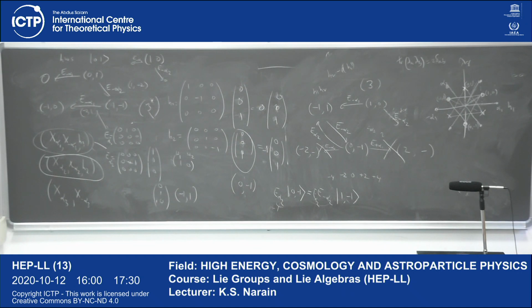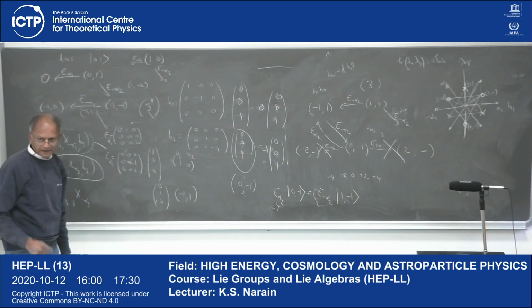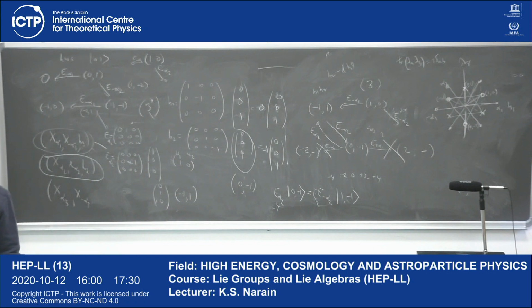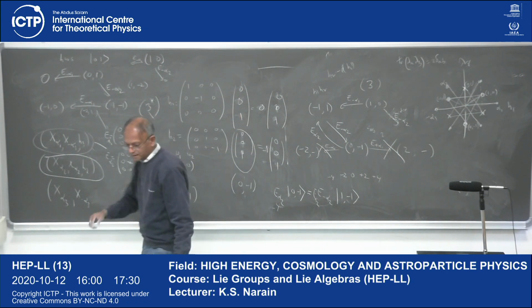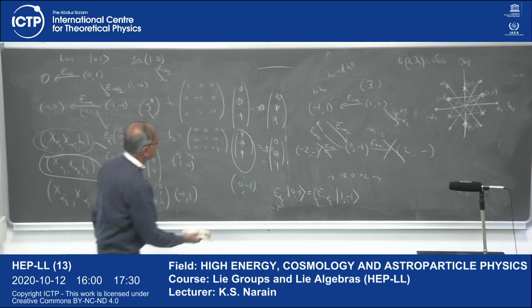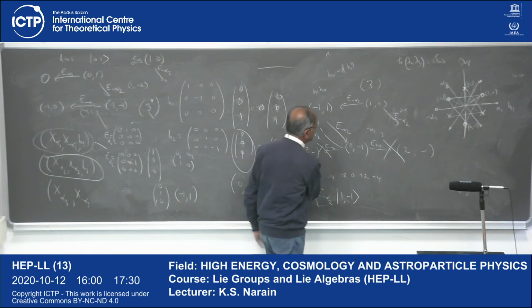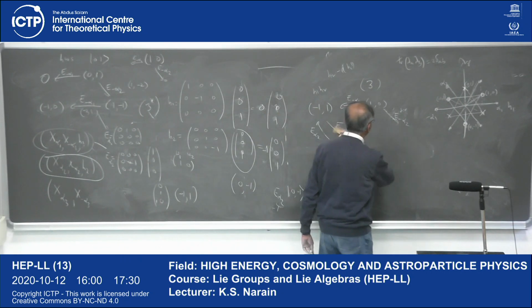So now we'll start going to something slightly more complicated, the next one. Here it was (1,0) and (0,1). This was very easy. So let's go to (2,0), and then (1,1), and so on. Let's go to that then. So, okay, (2,0).